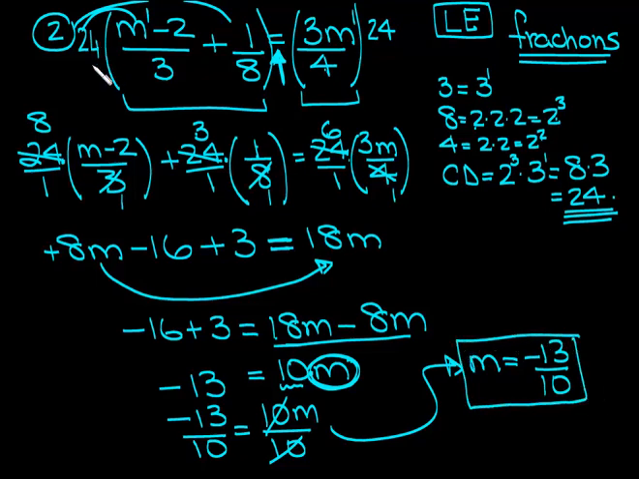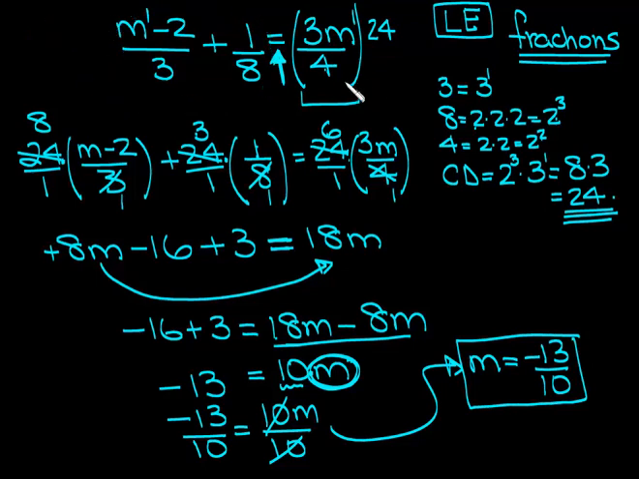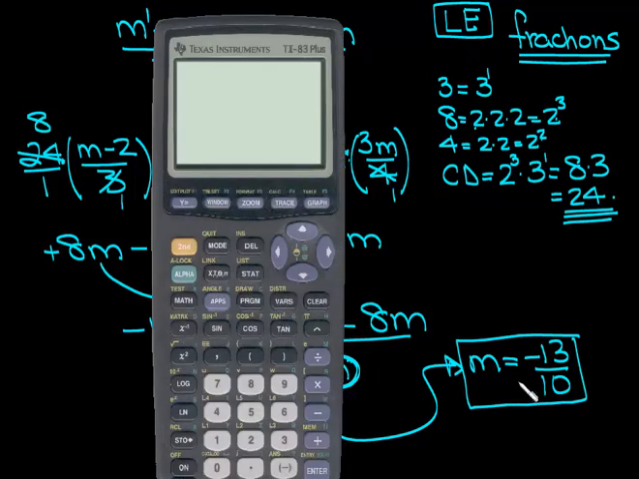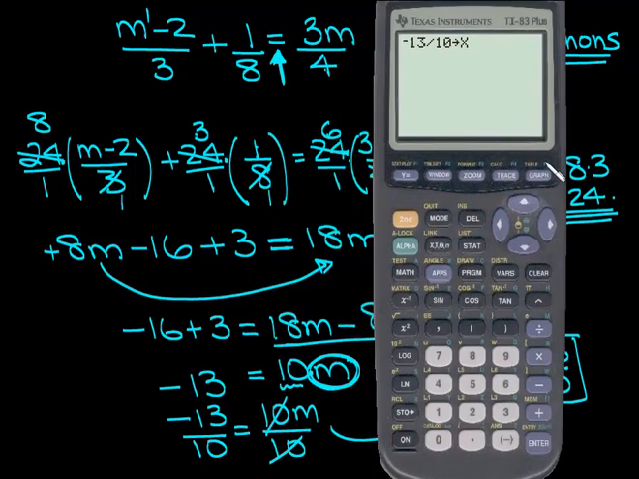So now if you're not sure of your answer, let's go back and check it. Alright, so here's my equation. I'm just going to get rid of some of this other stuff. So let's check this. Bring up our calculators, store this answer in the variables. So I'm going to clear this. I'm going to take negative 13 divided by 10, and I'm going to store that. Instead of storing into m, I'm just going to store it into x. It's just easier to use that x key.